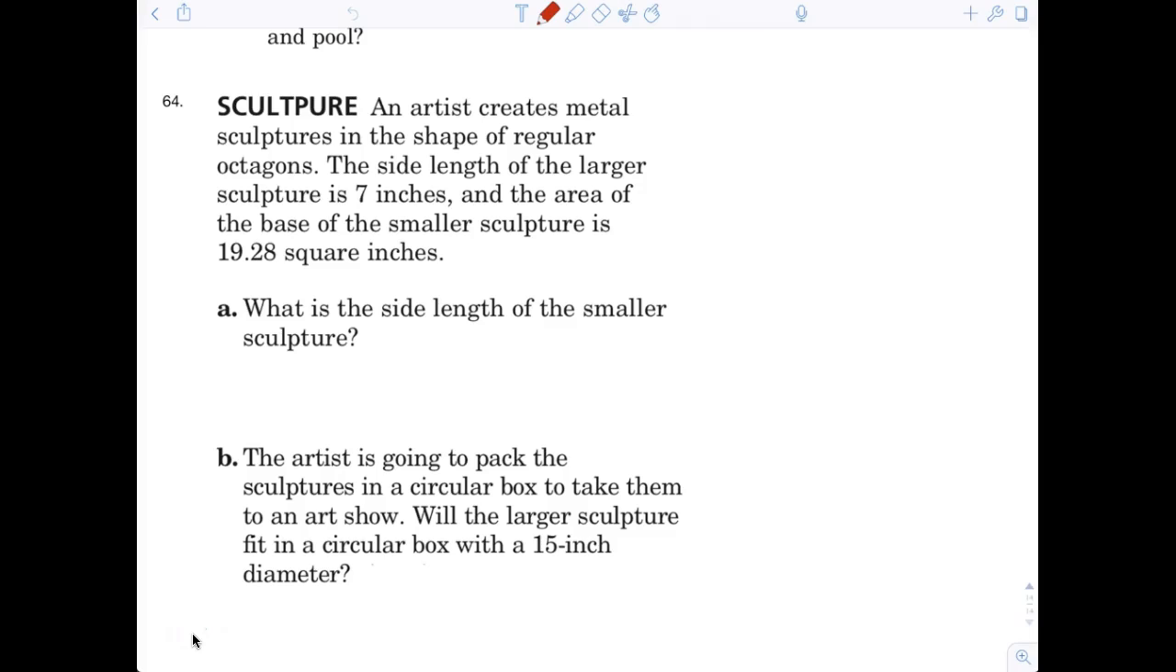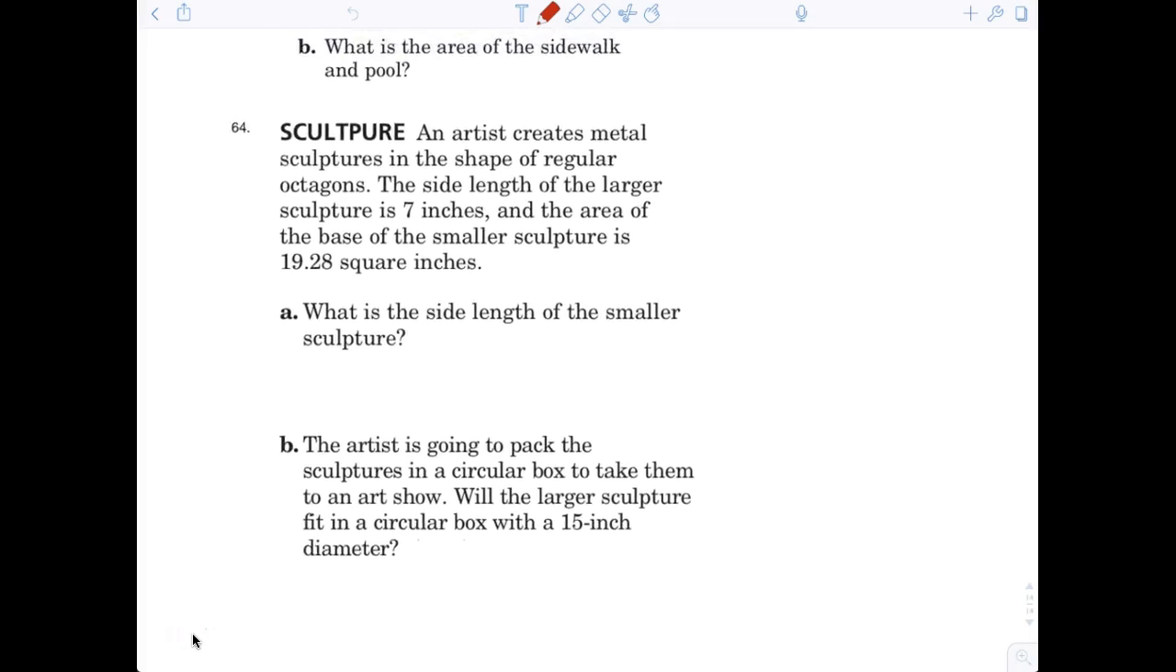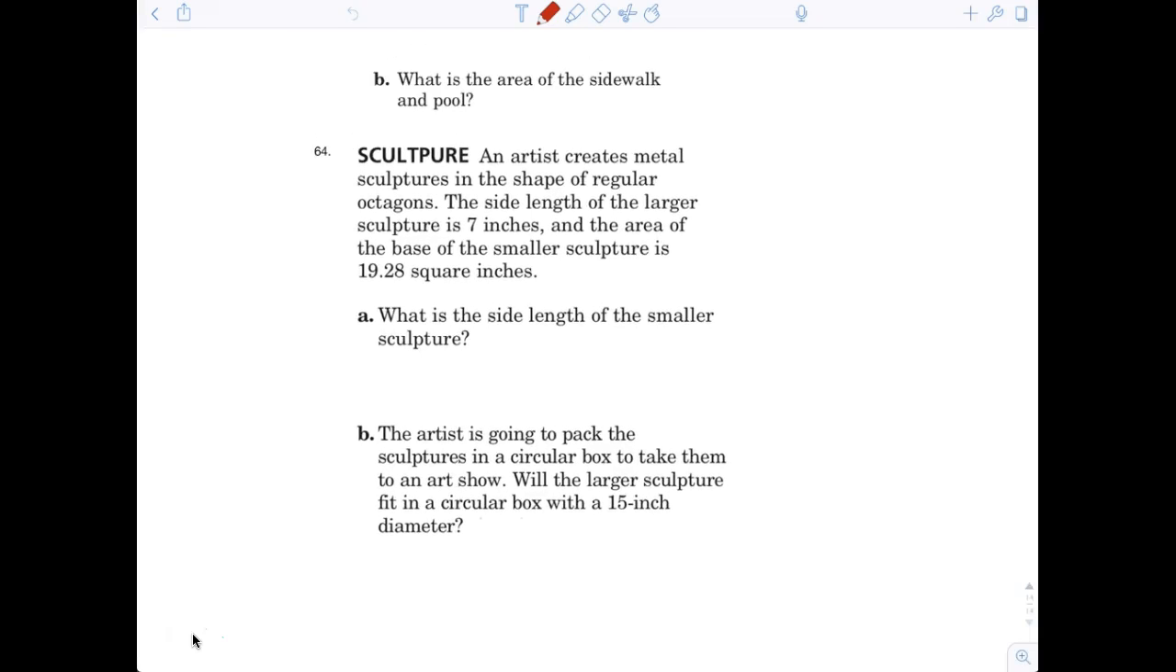All right, number 64. It says an artist creates metal sculptures in the shape of irregular octagons. The side length of the larger sculpture is 7 inches, and the area of the base of the smaller is 19.28 square inches. What is the side length of the smaller sculpture? Yeah, so this one's kind of tricky because you have to actually draw the octagon. Let me show you what I mean by that.